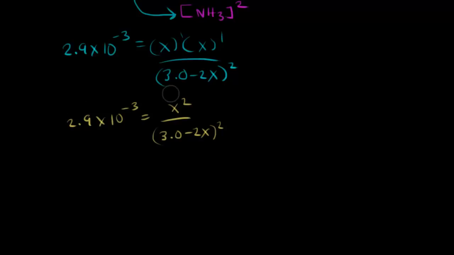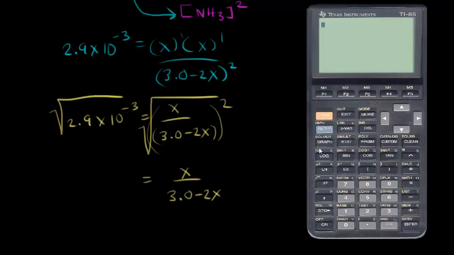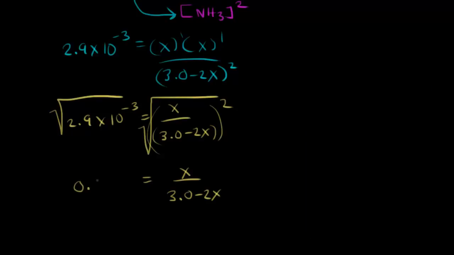And so what we could do here, these are both x squared, right? So we could just say that this is all squared on the right side. And then we could take the square root of both sides, right? So take the square root of 2.9 times 10 to the negative third, and the square root of what's on the right would be x over 3 minus 2x. And let's take out the calculator to do the other one. So the square root of 2.9 times 10 to the negative third is equal to, let's round that to 0.054. So it just makes it easier here to round that. So 0.054.